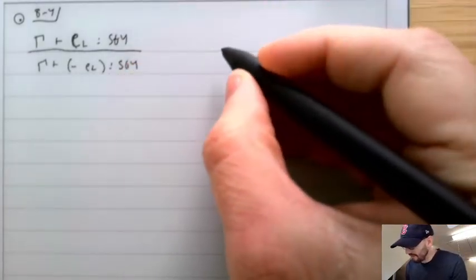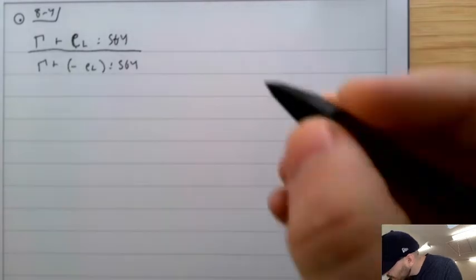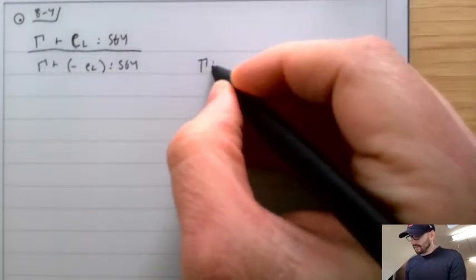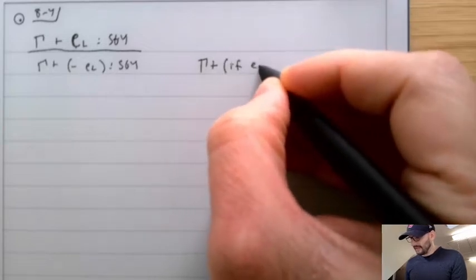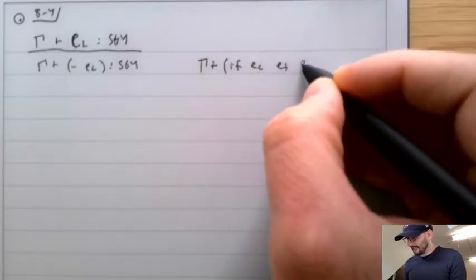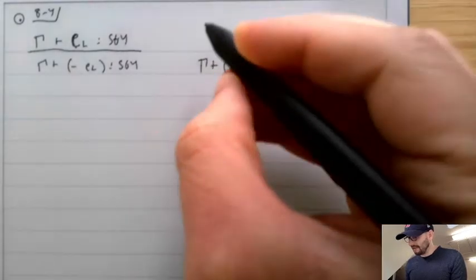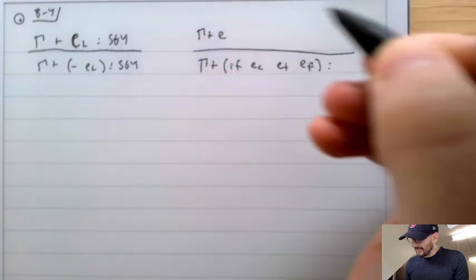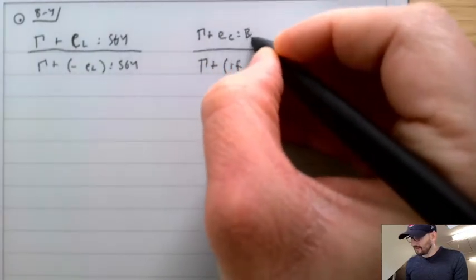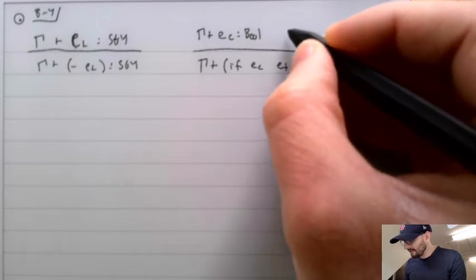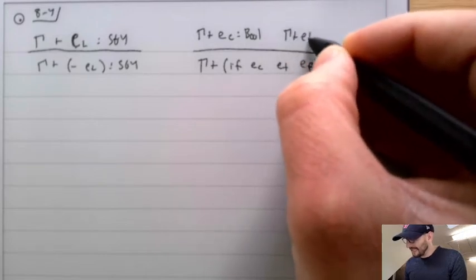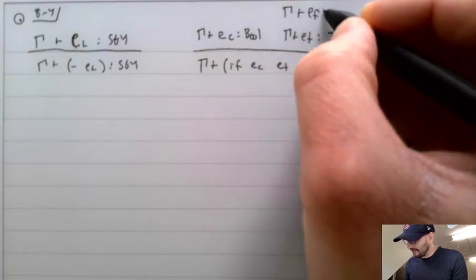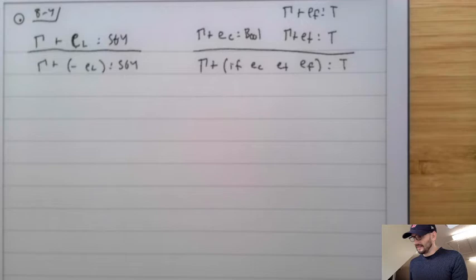So ifs have the following rule. We say that gamma proves that if of EC, ET, EF has type T, if gamma proves that EC has type bool, and gamma proves that ET has type T, and gamma proves that EF has type T, then that means that we return type T.